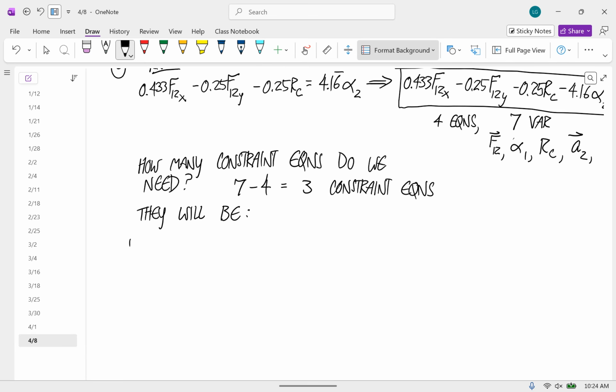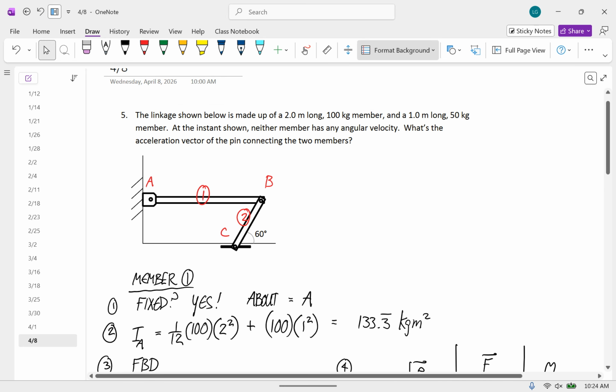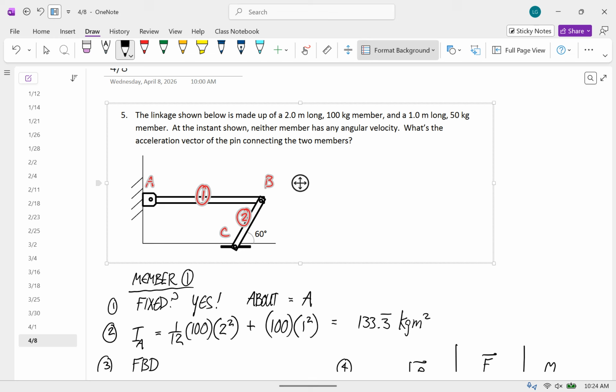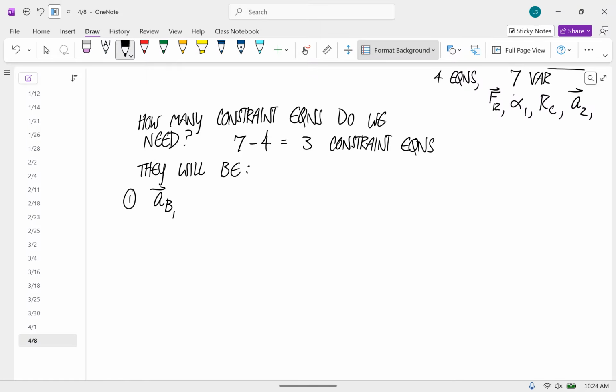So first, we'll have an equation that says the point B on body 1 has to have the same acceleration as the point B on body 2. Okay, so I guess I'll write that as the acceleration of B according to body 1 has to be equal to the acceleration of B according to body 2. That's an x and a y component, so that's 2 equations.